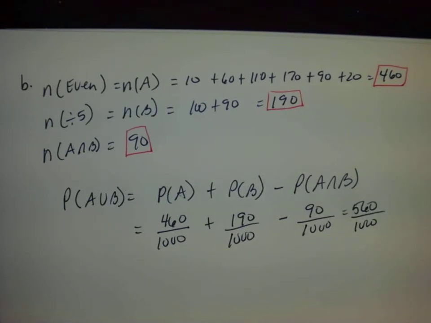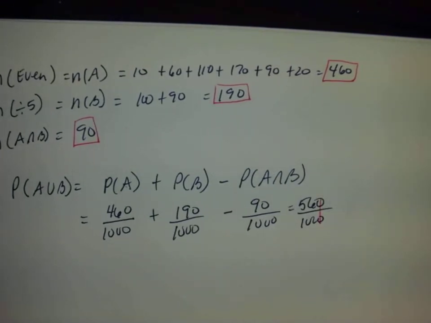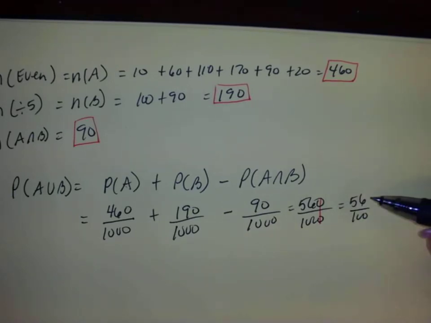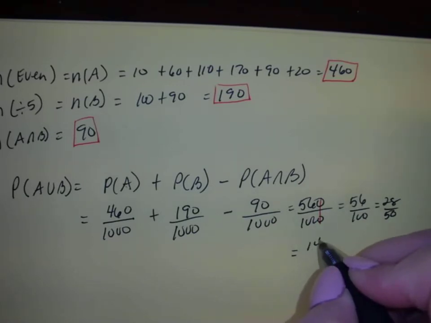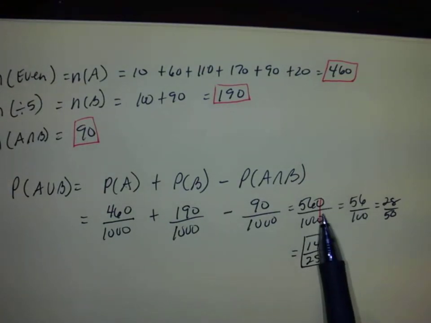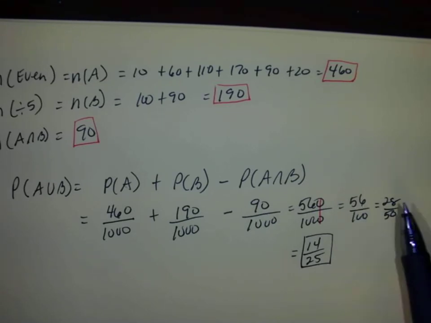out of 1,000. And then we need to reduce it. So we could start off reducing it with the zeros. That'll get us to 56 over 100. They are both still even. So we can reduce that again to be 28 out of 50. And they're still even. So 28 out of 50 will reduce down to 14 out of 25. So if you don't see that they're automatically divisible by something, if you can reduce the tens or the zeros, and then if they're even, just keep dividing.